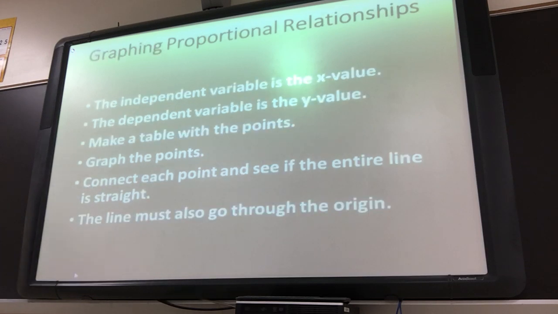Okay, so when graphing these relationships, the independent variable is x. It goes on the x-axis. The dependent variable goes on the y-axis. And that also helps whenever we have to see what coordinates each point gets. Independent is x, dependent is y. So a lot of times if they're not given to us, we'll make a table with our points and say this is x and this is y. Graph those points, and then we're going to connect each point to see if the line is straight and if it goes through the origin.